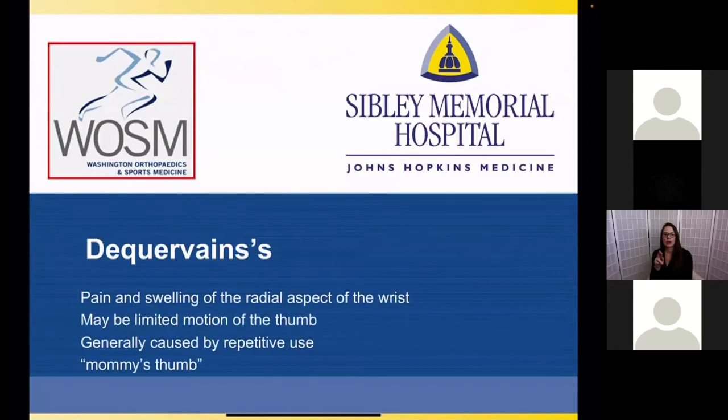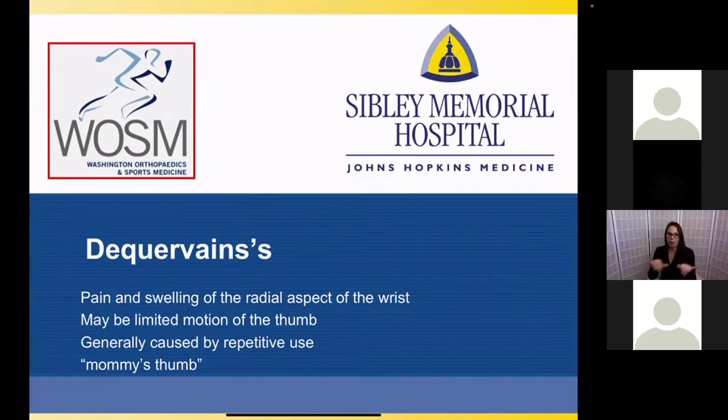But de Quervain's is a tendonitis of the wrist. There's pain and swelling along the side of your wrist where the thumb is. You can have limited motion of your thumb. It's generally caused by repetitive use. It's generally caused by your anatomy being a little different. Certainly people are predisposed to it. It's been called mommy's thumb because a lot of young mothers who have newborns will get this. I've seen it in the grandma who's taking care of their grandchild as well. But it is a very common problem.